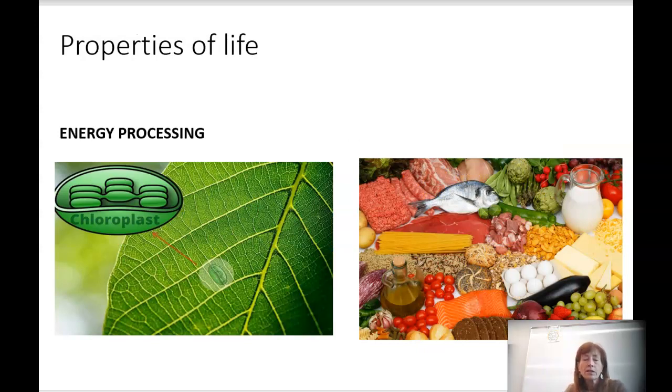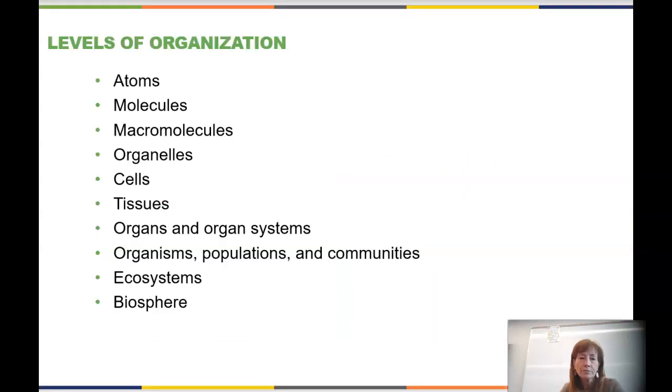We know that all organisms also have to take in energy and process that energy in some form. So we see here on the left plants that are capable of doing photosynthesis using the structures in their cells called chloroplasts, and then animals that have to rely indirectly or directly on plants to get their energy. So those are considered properties of life.